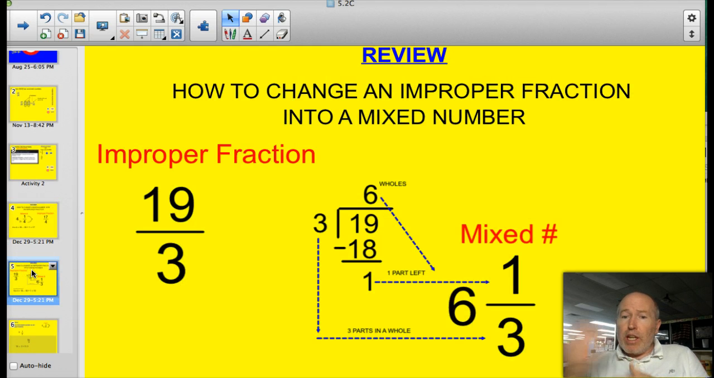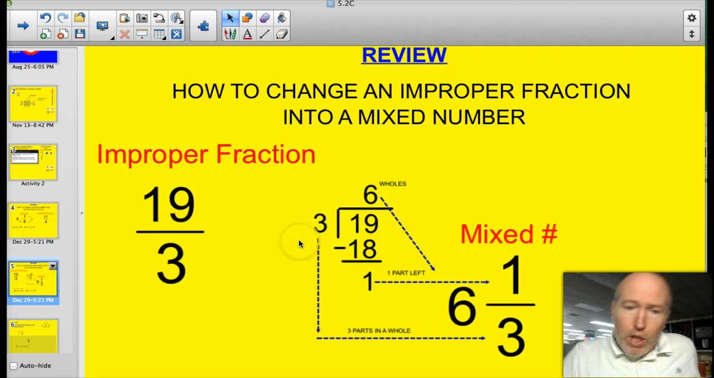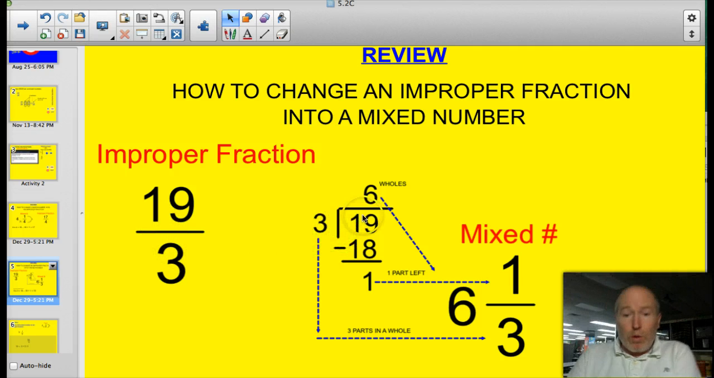This is how you change an improper fraction into a mixed number. So improper fraction, 19/3, it's heavy up on top in the numerator position. You go ahead and just start up with 19 here. You're dividing by 3. So it goes in there 6 times. So 3 times 6 is 18. And then you subtract. So now you've got 19 divided by 3 is 6 and 1 left over.